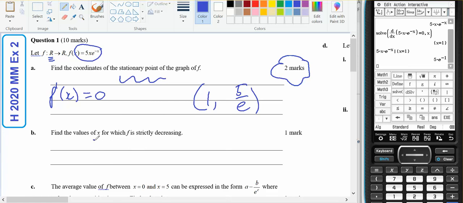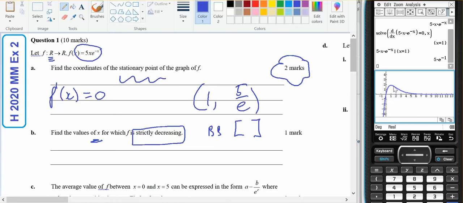So find the values of x for which it is strictly decreasing. Strictly decreasing, my formula book tells me I have square brackets on the turning points. So strictly decreasing will be from 1 to infinity, because it's got gradients that are negative all through there. So 1 to infinity square bracket.